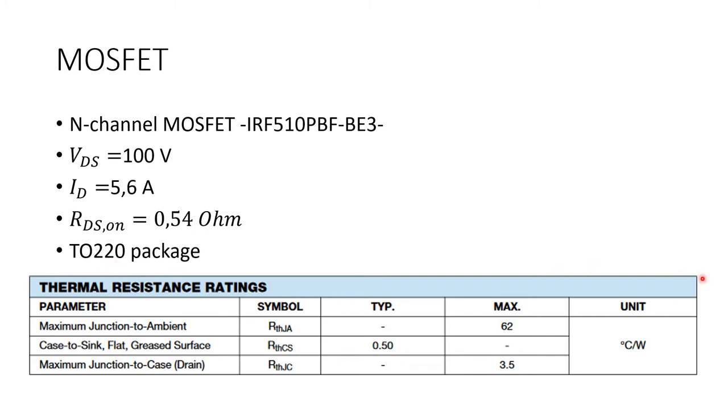And what's important in the datasheet of this MOSFET is the thermal resistance ratings. You can see on the first row the junction to ambient thermal resistance. This junction to ambient thermal resistance is used in cases which don't have a heatsink connected to the case of the MOSFET, and we have case to heatsink and junction to case thermal resistances, which are going to be used in the thermal model with the heatsink.